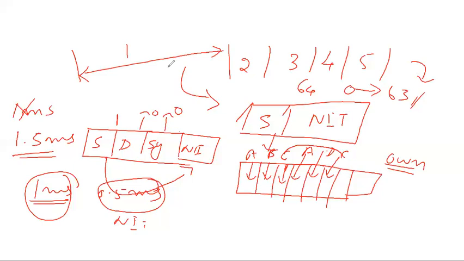I will clear this drawing. Okay. If we come to the previous example, we defined one macrotick is equal to 80 microticks. This was our assignment. Assume that from the fault tolerant midpoint algorithm you got a value of 20 microticks. Then you will add this to this. Then one macrotick is now equal to 100 microticks. You will do this correction.